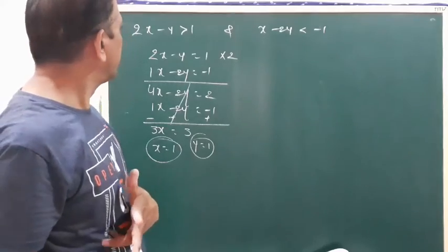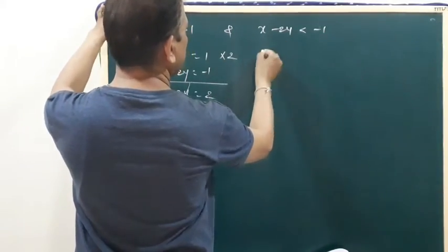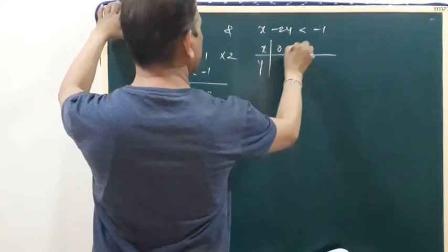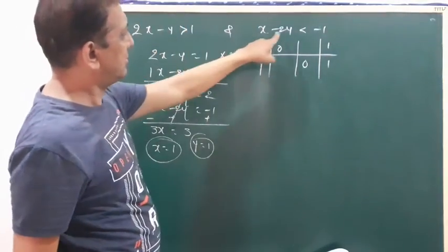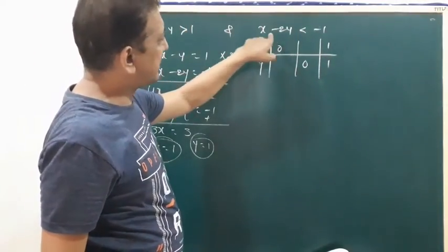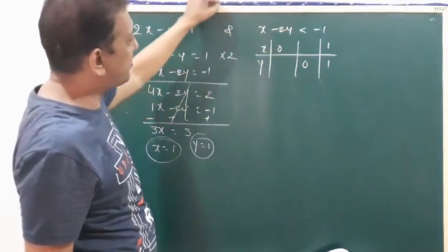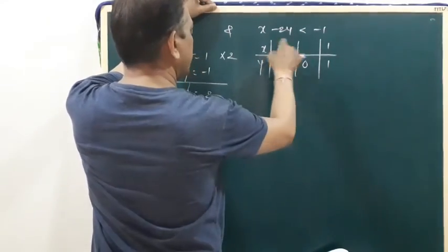Okay. Now table. First prepare the second equation table. Intersection point is 1, 1. Put x equal to 0. Minus 2y equal to minus 1, y equal to 1 by 2. And put y equal to 0, x equal to minus 1.